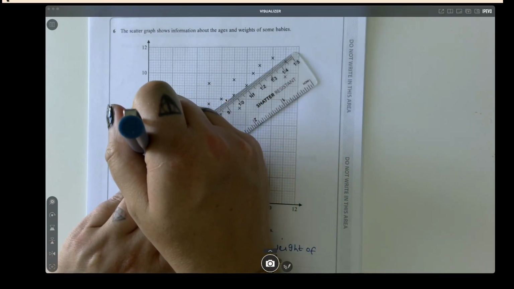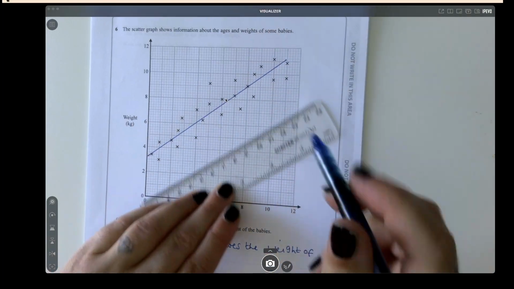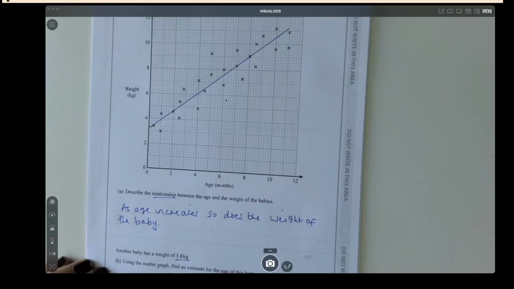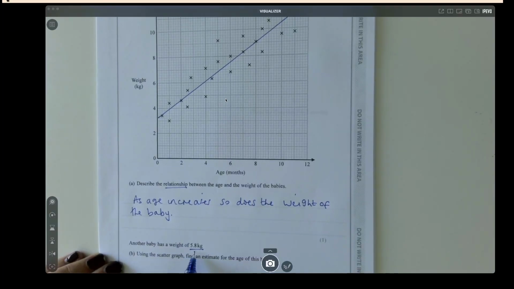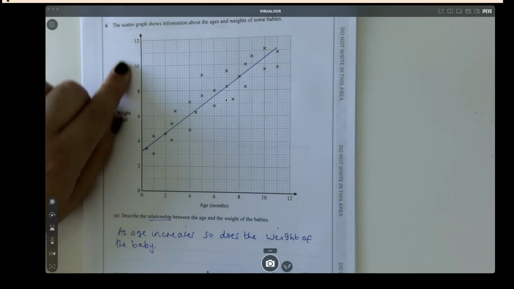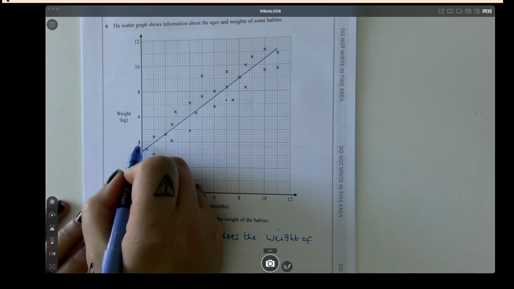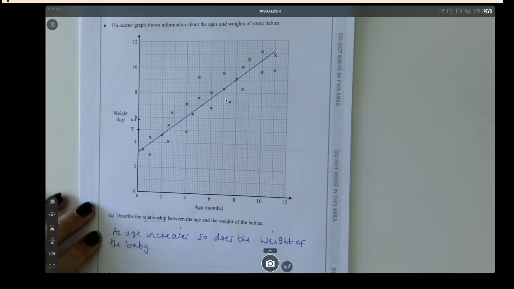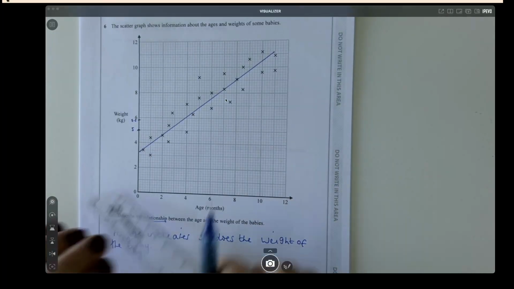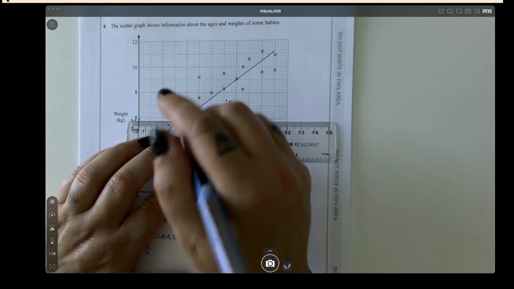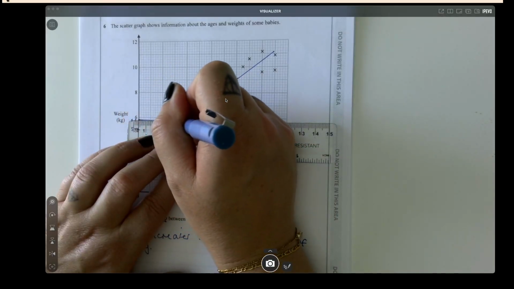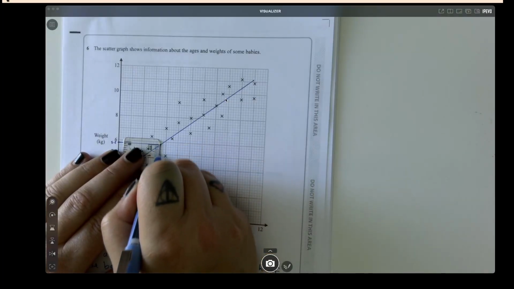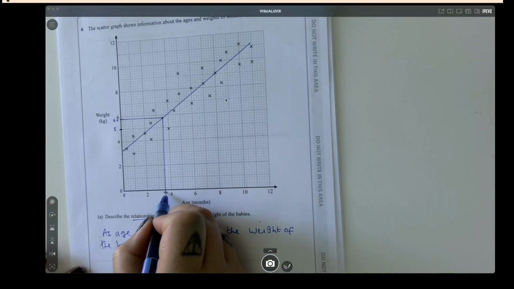It doesn't matter, as long as we have a line that follows the general trend of the data that we can use to predict from. So we've got a weight of 5.8 kilograms. So this is weight here. So I'm going to find 5.8. So 4, this is 5, so this is 5.8. And what I'm going to do is read across to the line that I've just drawn, my line of best fit, and then read down from my line of best fit. And then I'm going to estimate this point here.